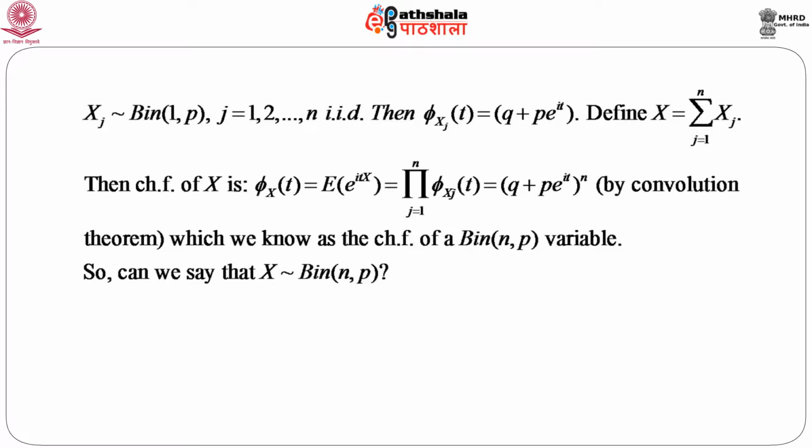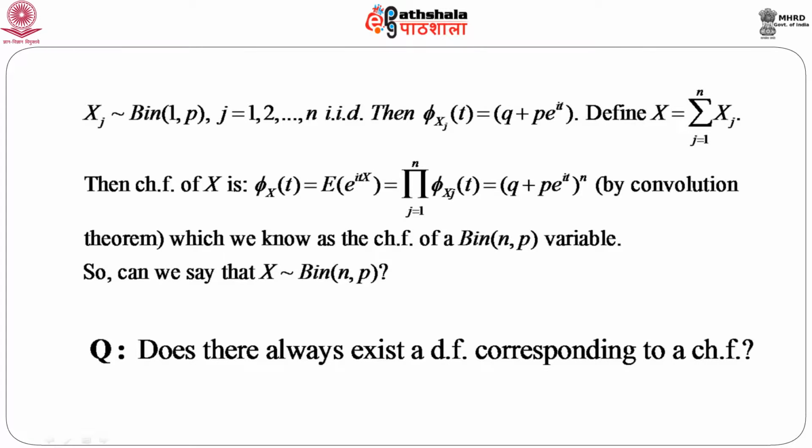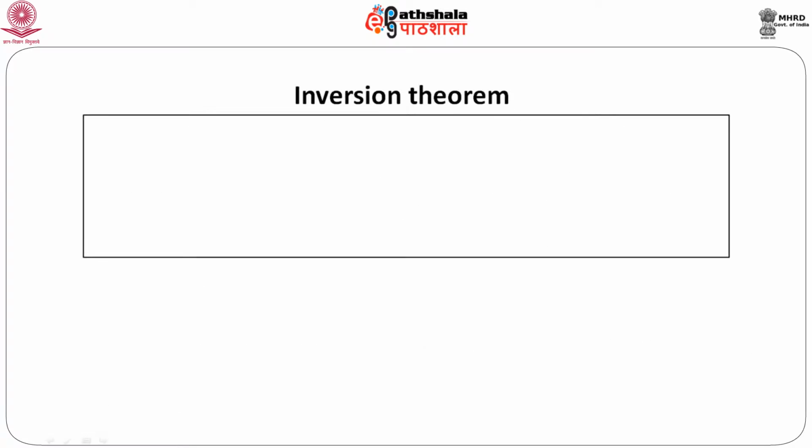This actually triggers a general question: does there always exist a distribution function corresponding to a characteristic function? That means, given a characteristic function, can I find a distribution function for which this would be the characteristic function? Second question: if this exists, is it unique? That means, if the distribution function really exists corresponding to a characteristic function, is it really uniquely defined? So, we are trying to address these two questions in this discussion.